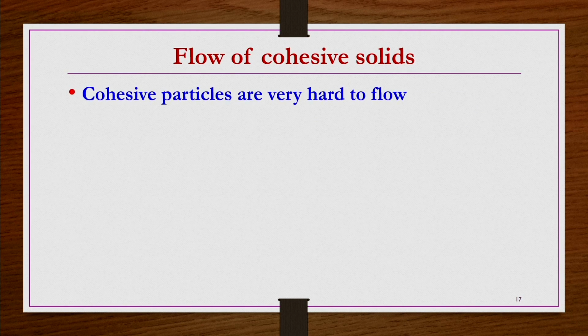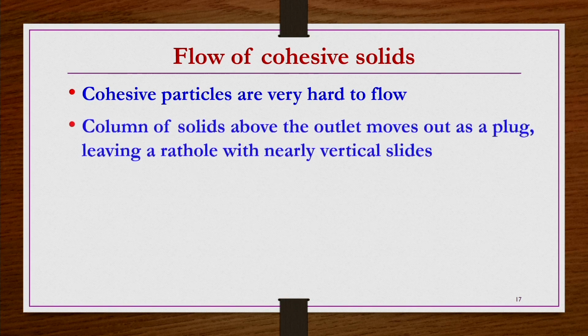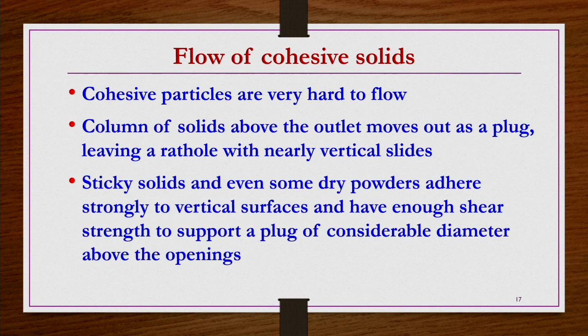Whereas in the case of cohesive solids, flow is very difficult to maintain, because a column of solids above the outlet moves out as a plug, leaving a rat hole with nearly vertical sides, as we have seen in a funnel flow pattern. That especially happens with cohesive solids. Sticky solids and even some dry powders adhere strongly to vertical surfaces and have enough shear strength to support a plug of considerable diameter above the opening.